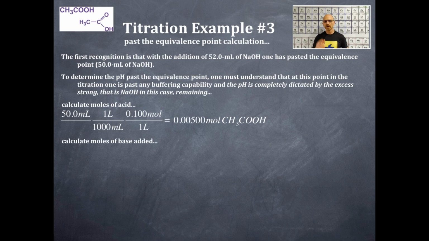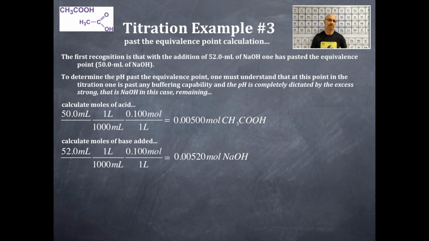Now, we're going to calculate the moles of base that is added. We are adding 52 milliliters of sodium hydroxide, and that is base. So we have 52 milliliters using the unit conversion from milliliters to liters, and then the molarity of the sodium hydroxide at 0.100 molar. That will give me 0.0052 moles of sodium hydroxide that is added. Now remember, the 50 mL of sodium hydroxide is at the equivalence point, so we are most certainly past the equivalence point. And in order for you to really understand that, you needed to have done the 3 or 4 prior calculations to this one.